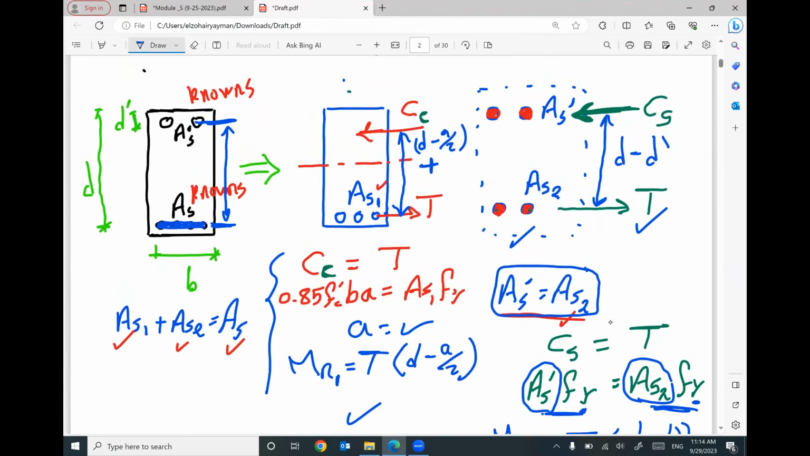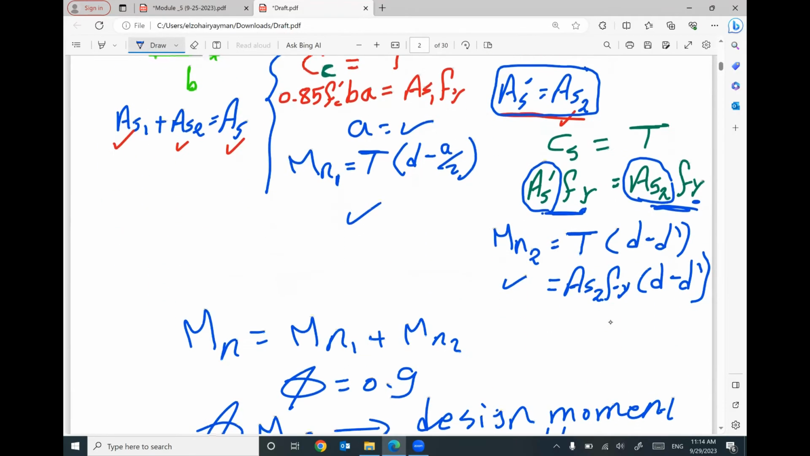You just need to understand I divided my whole cross section with double reinforcement into two parts. One part is concrete with a little of the steel reinforcement in tension, and the second part is your steel in compression with the remaining part of steel in tension. This part will give you Mn. This part will give you Mn. Then I will add them together to find the final value of the Mn.